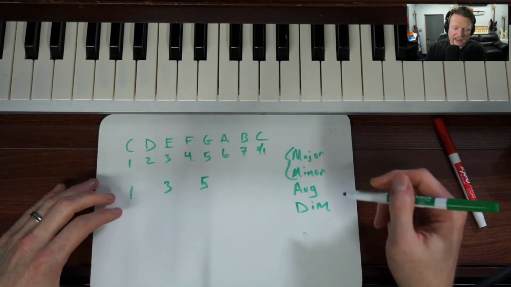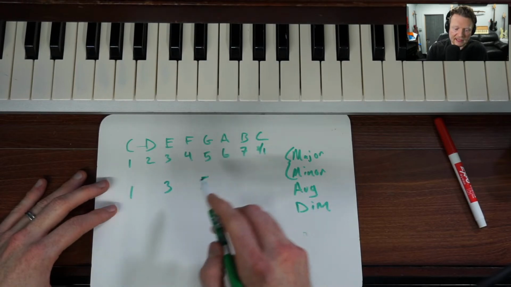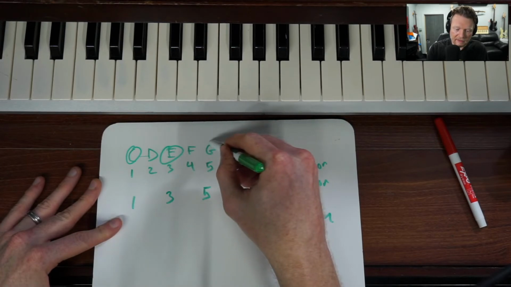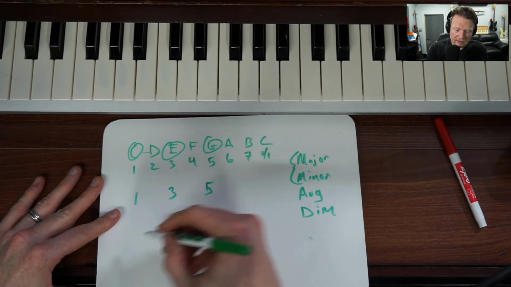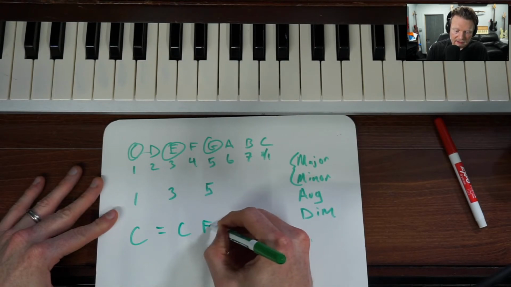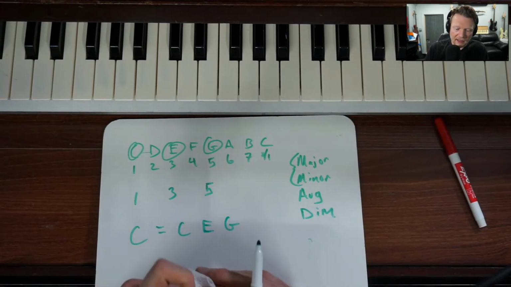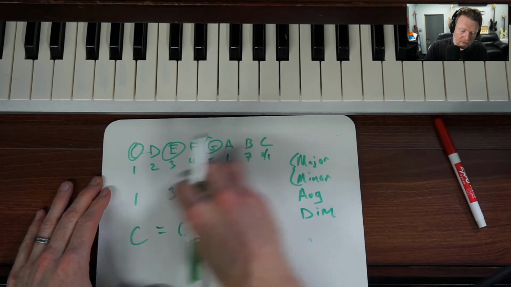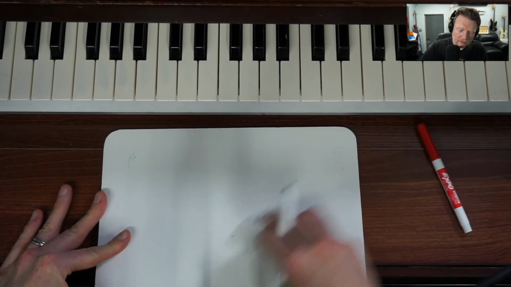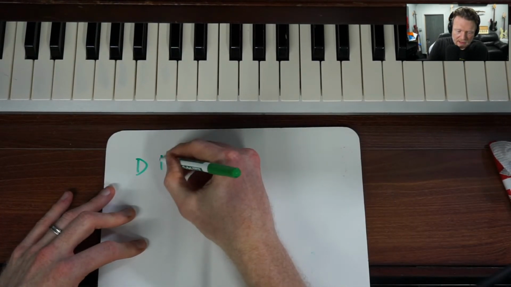So a C chord, going off of the C scale, is going to use the 1, the 3, and the 5. Basically, a C chord equals C, E, and G. Pretty simple, right? Not too hard. Let's do that again, and we'll pick another scale here. Let's do D, E.